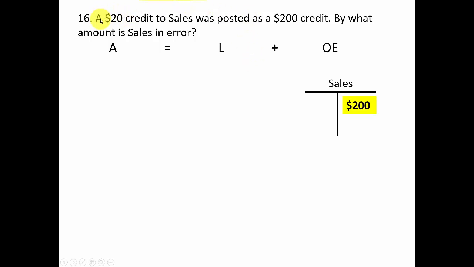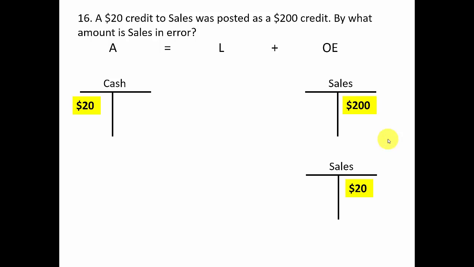And the correct amount was $20 worth of credits to sales, but we did this instead. We posted a $200 credit to sales. So if the correct entry was, let's say, a cash sale, we debit cash for $20 and we credit sales for $20, but instead we credit it for $200, then that's going to mean we're going to have a sales error of, looks like $180.